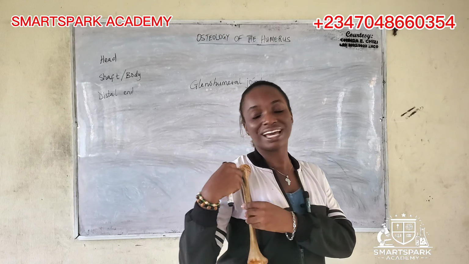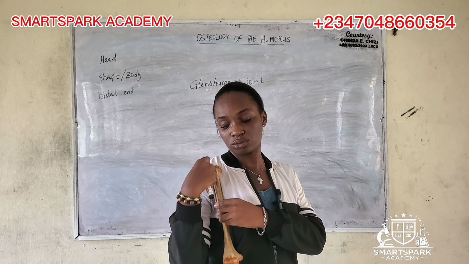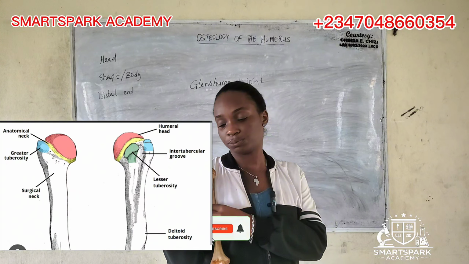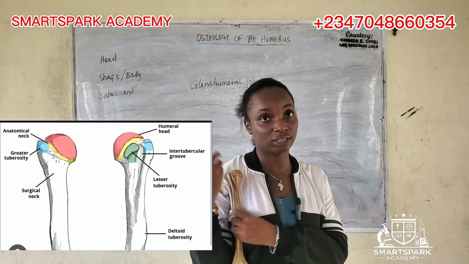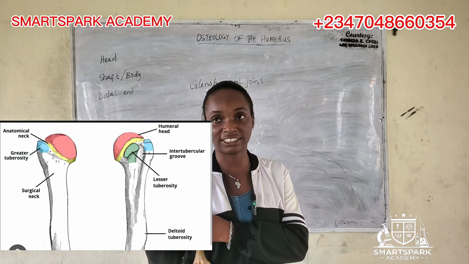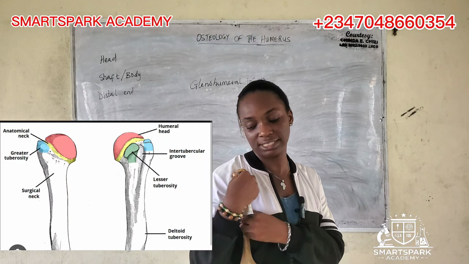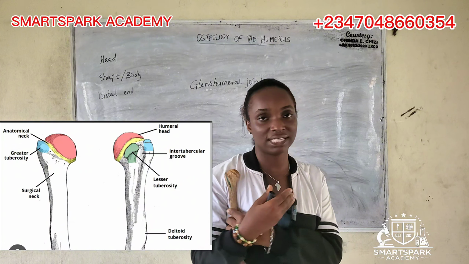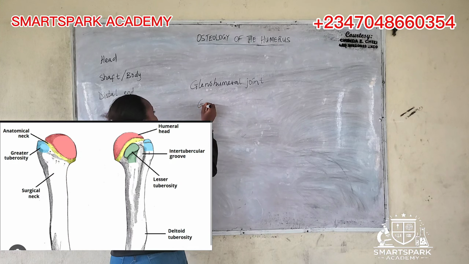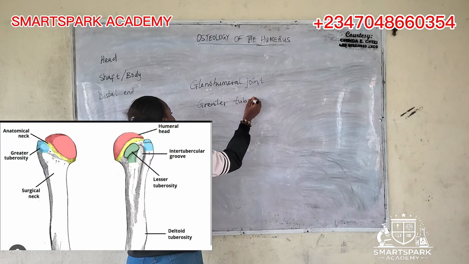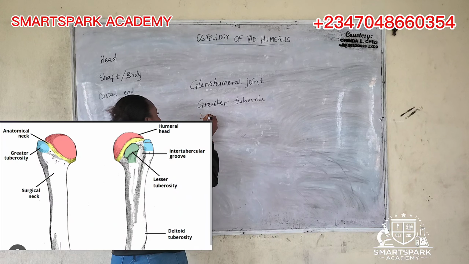The head of the humerus has this greater tubercle, it's bigger, which is positioned laterally, and you also have the lesser tubercle. It is smaller, that's why we call it lesser. Greater is bigger, lesser is smaller. And now it's positioned medially. It is coming towards the midline. So I've made mention of the greater tubercle and the lesser tubercle.